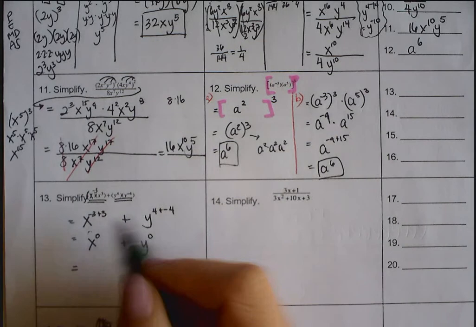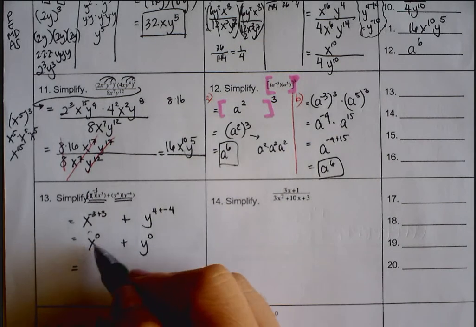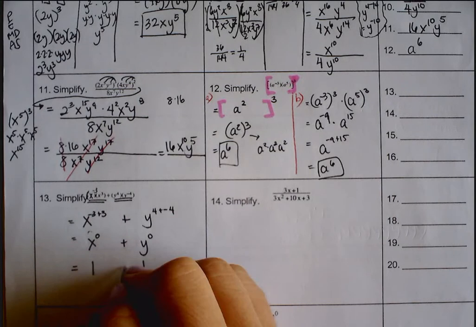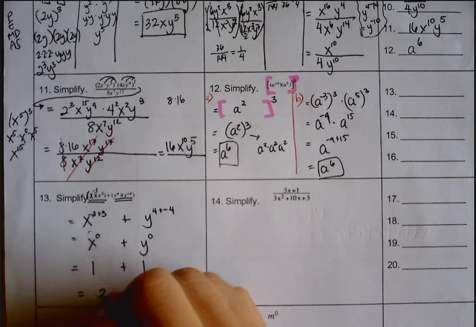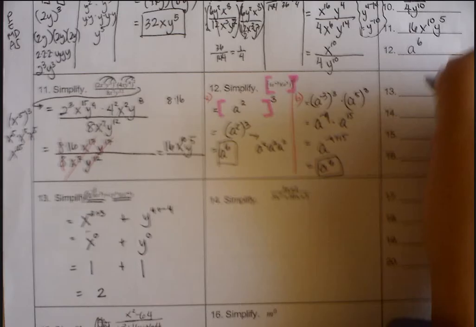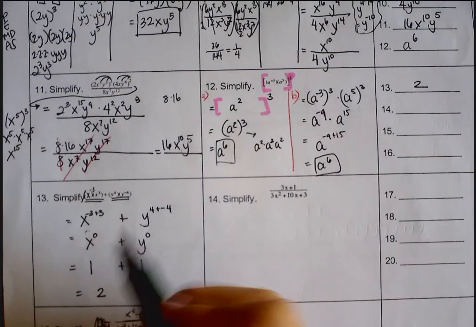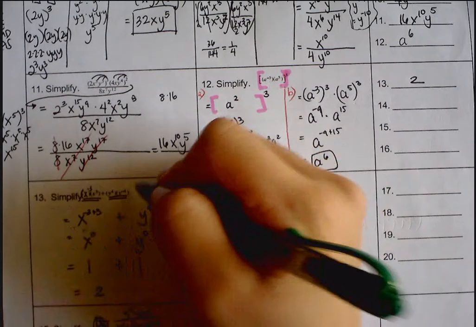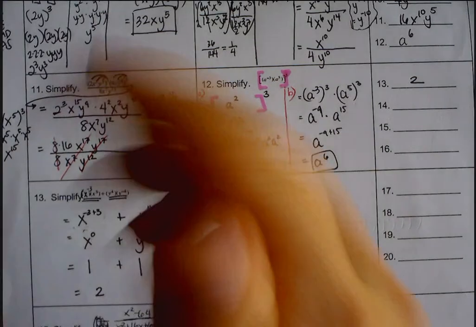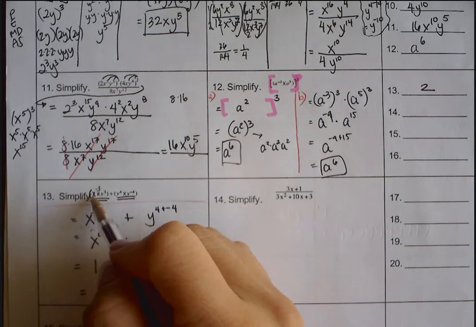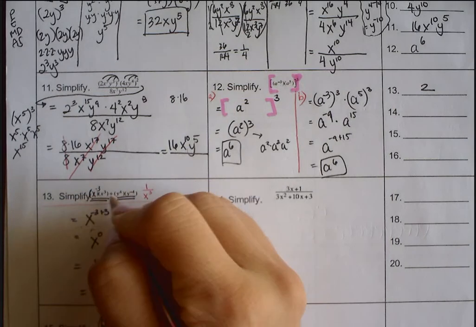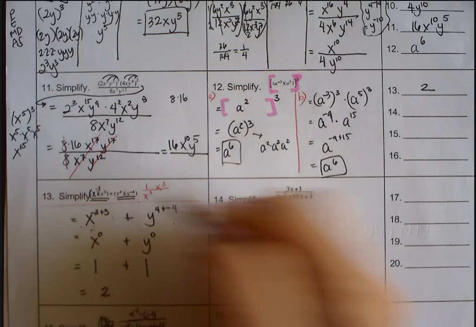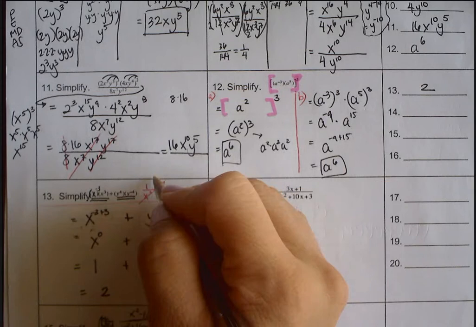Okay? Another way, if this line confuses you, consider this. If x to the negative 3 means 1 over x cubed, x to the positive 3 means x cubed. Well, what's x cubed divided by x cubed? 1. Right? And then y to the 4th times y to the negative 4th is 1 over y to the 4th. And that is also 1, which again, when you add them, is 2.